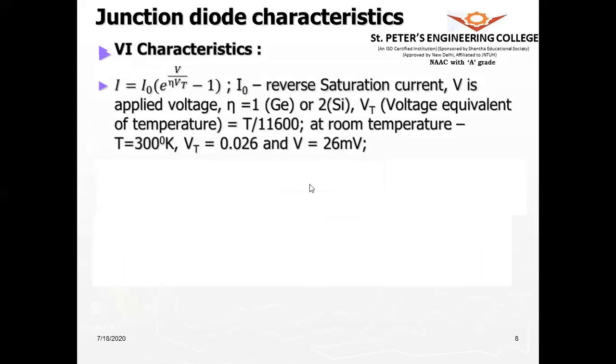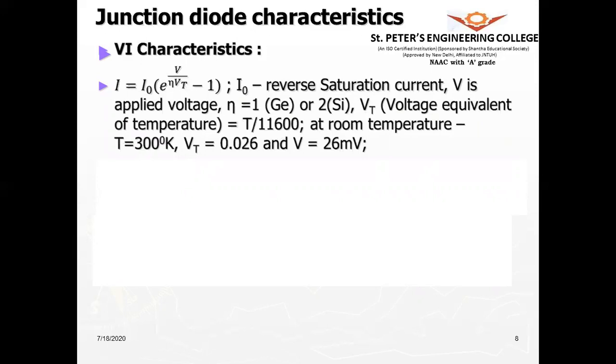The instantaneous current I is given by I naught, which is the reverse saturation current, into e to the power of V by eta times Vt, minus 1. Here, I naught is the reverse saturation current and V is the applied voltage. Eta is dependent upon the material. It is equal to 1 for germanium and 2 for silicon. And Vt is the voltage equivalent of the temperature, and it is given by T divided by 11,600.